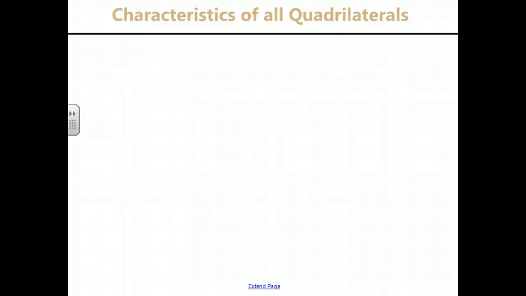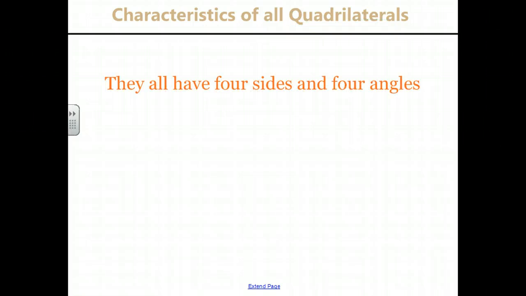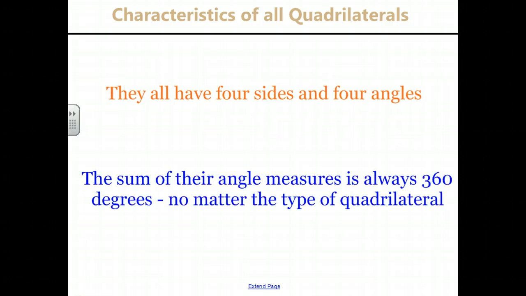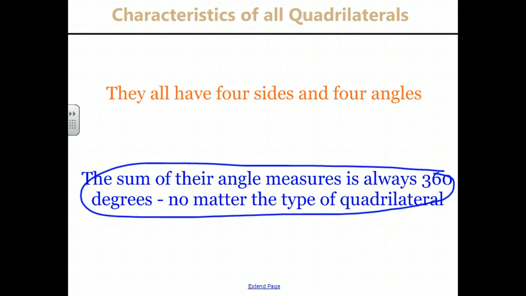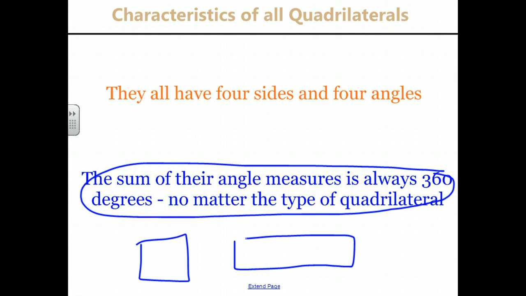Just like when we looked at classifying triangles, we're now going to ask the question, what characteristics do all quadrilaterals have in common? That includes if the quadrilateral is a rhombus, a trapezoid, a square, a rectangle, a parallelogram, or just a generic quadrilateral that doesn't fit into any of those categories. Well, of course, they all have 4 sides and 4 angles. That is the definition of a quadrilateral. A quadrilateral is also sometimes referred to as a quadrangle, meaning 4 angles, rather than a quadrilateral, meaning 4 sides. The sum of their angle measures is always 360 degrees, no matter the type of quadrilateral. That is the same for a square, for a rectangle, for a generic quadrilateral that doesn't fit into any of those. It shouldn't have a curved side, pretend that's straight.